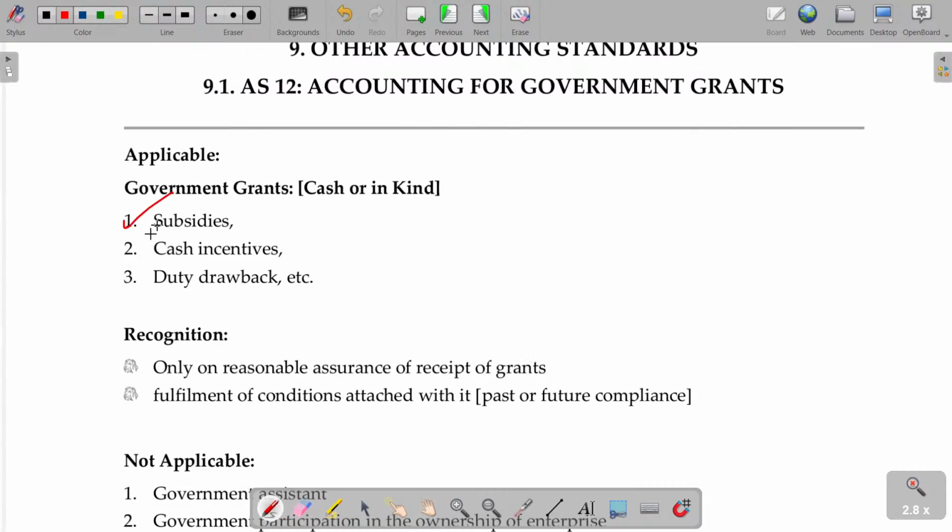Applicable, it may be subsidy or cash incentive or duty drawback. These kinds of subsidies may be given, maybe in cash or in kind. Kind means a free asset, an asset given at free of cost. When can I recognize this as my revenue, sir? When there is reasonable assurance and certainty of collectability of the receipt. We have seen that in AS 9.